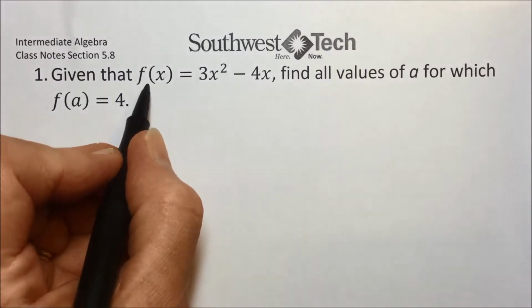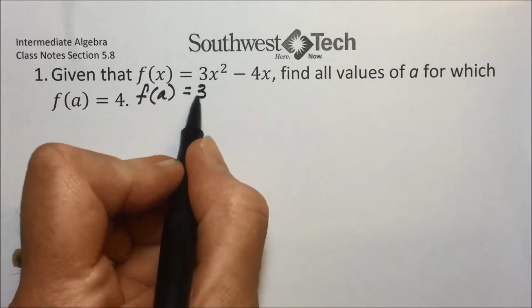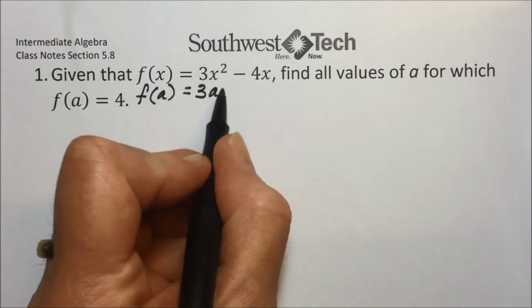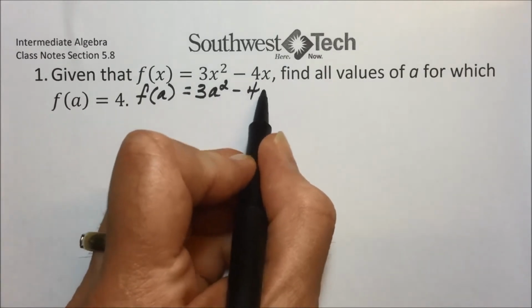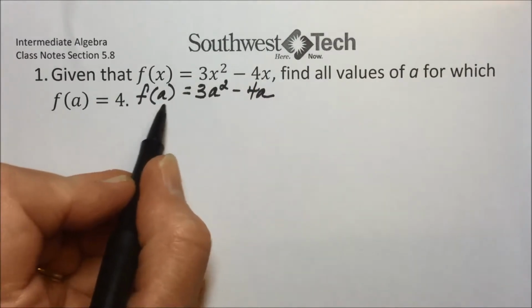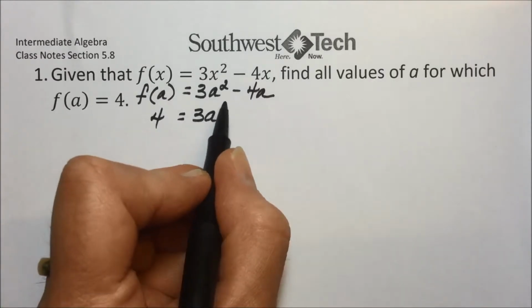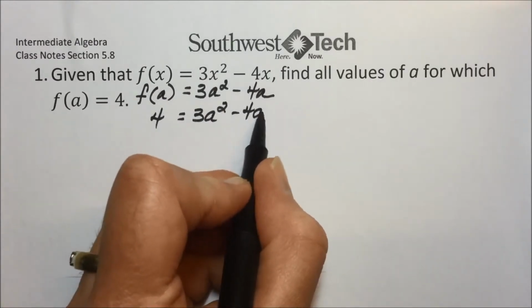So to start out, we will replace f of x with f of a. Everywhere there's an x, we will replace it with an a. Furthermore, they're telling us that f of a is equal to 4, so by substitution, we'll replace the function notation with the value of 4.